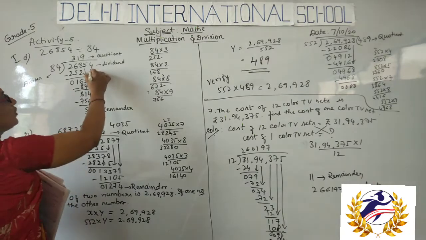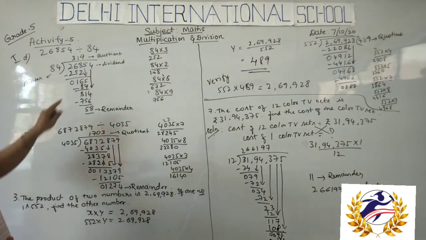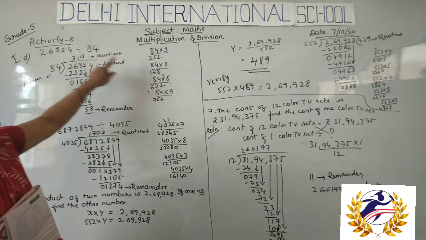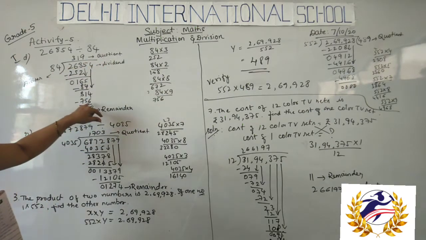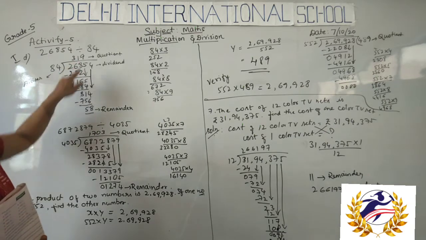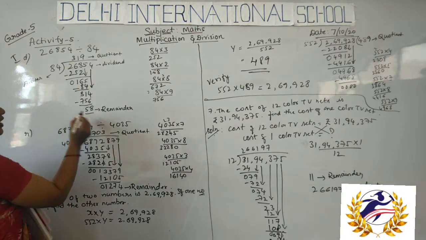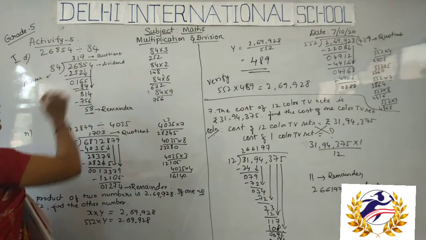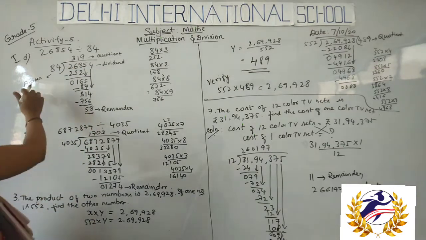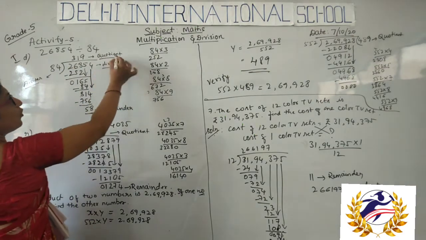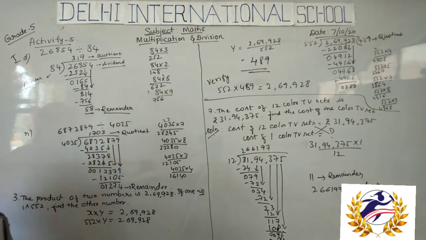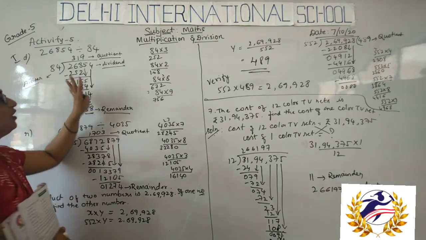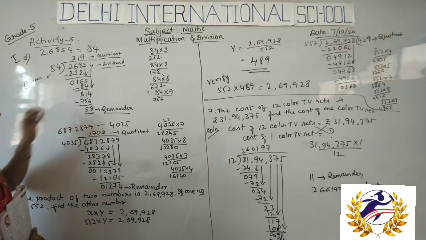Again I will take 4 with this 81, so 814. 84 9s are 756. Again I will do subtraction, so I got the remainder 52 and the quotient 319. So this is the divisor, dividend, quotient and remainder. Like this you have to go through all the problems. Many problems I have given in activity 5 first main. You have to do division.